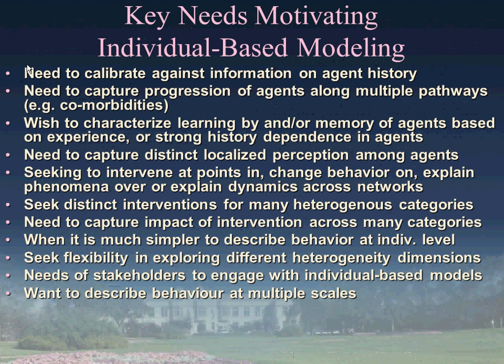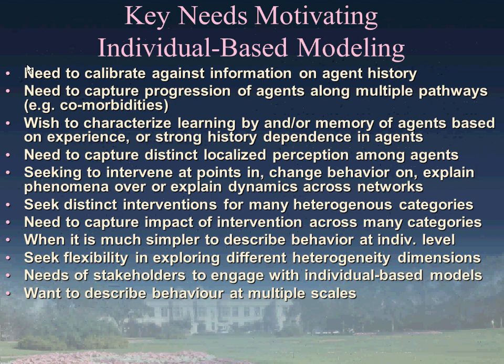So there are some key needs motivating this sort of agent-based modeling or individual-based modeling. If you need to calibrate against information on agent history, capture progression of agents along multiple pathways, not just along one disease, but along multiple diseases at the same time, where the curse of dimensionality would be in place in an aggregate model. If we want to characterize learning by agents and memory by agents, doing so in an aggregate model is very difficult. Or if we want to capture aspects of early history on agents' later behavior.